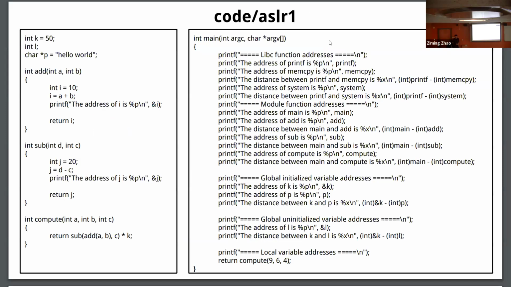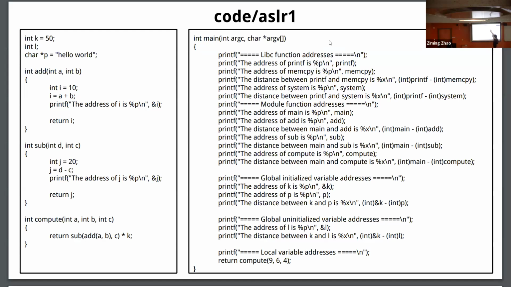So let's say one example here. This piece of code will only print out the address of some symbols in this executable. The symbols here include global variables, local variables, function names, those things. This is the main function. The main function is very simple here. We just print out the address of different things.